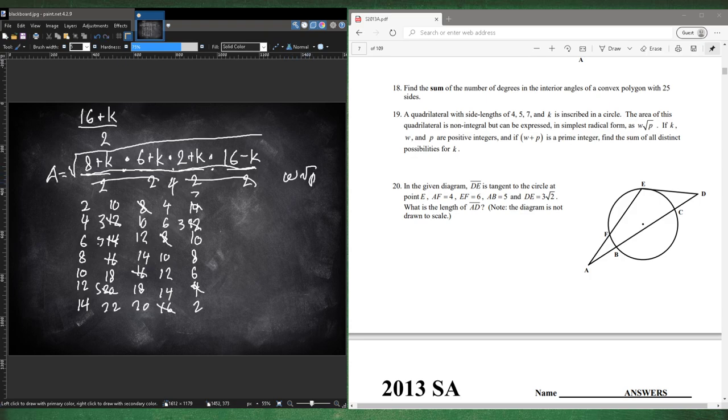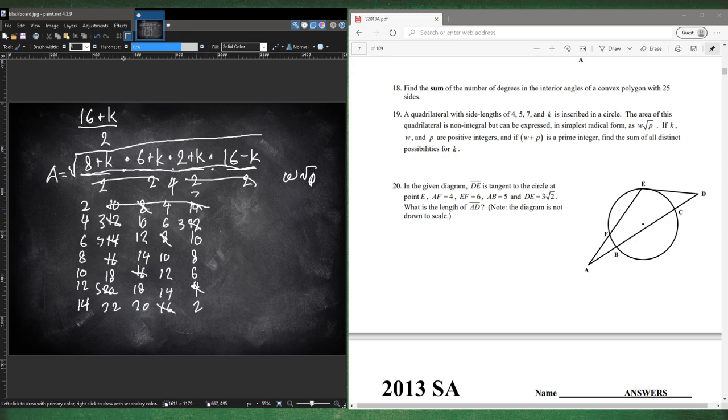So we need to make sure that w plus p is prime. If you look at this, we have a 10, a 4, and a 7. So this is going to be 2 square root 70, because if you do the math, the square root of 4 is 2, and then these cannot be factored out. So it's 2 square root 70, and 2 plus 70 is even, so this is not possible.